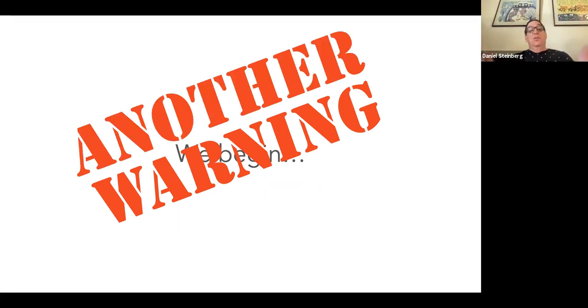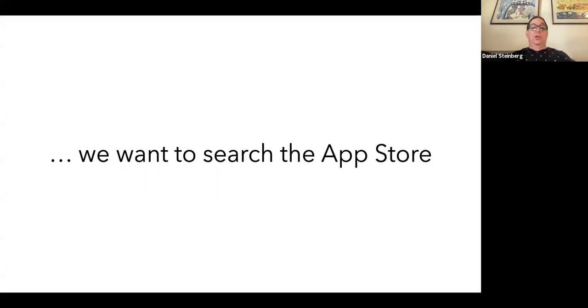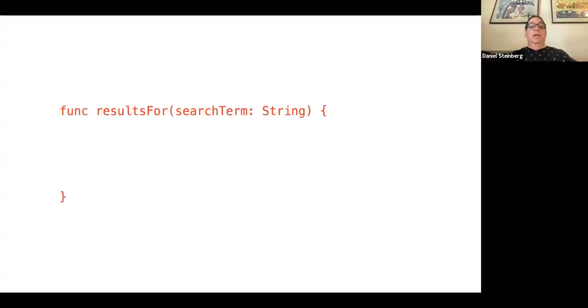And the second warning is, of course, this is new to me too. And so the way we think about this is going to evolve over time. So let's start. And I want to start with an example where I have a search term and I want to search the App Store. Okay, so here's a function, results for. I give it a search term, say I want to search the App Store for snacks.